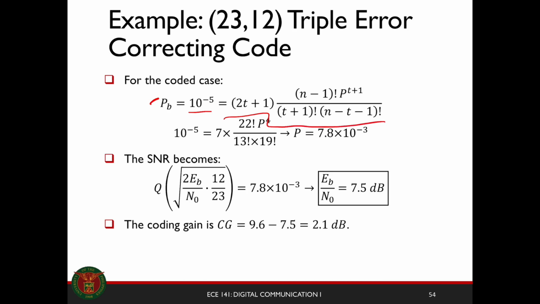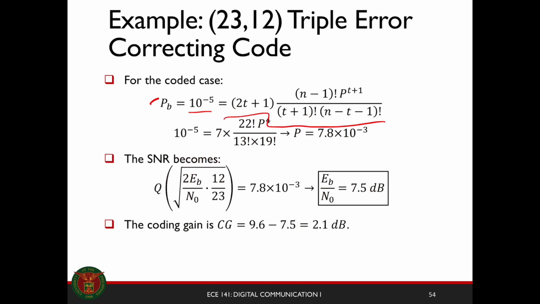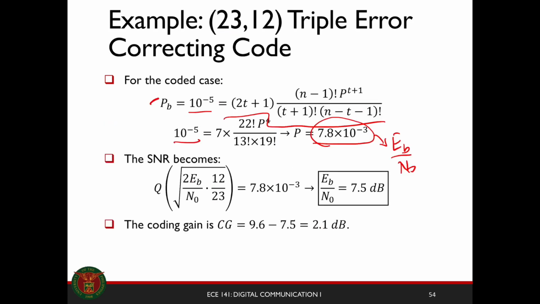For a coded case, recall we want a probability of bit error of 10 to the minus 5, and we got this equation earlier as an approximation right here. Since we want to solve for the probability of error for the raw uncoded bits, it's 7.8 times 10 to the minus 3. As you know, the power needed here is smaller compared to the power needed here. But note that our SNR, our power used, will be scaled by the data rate.